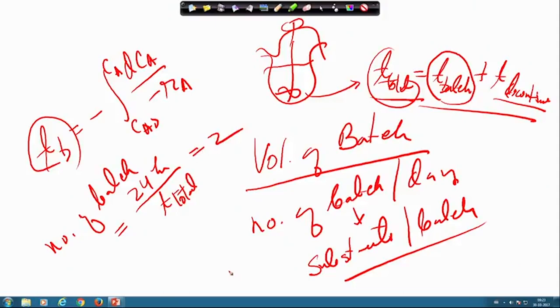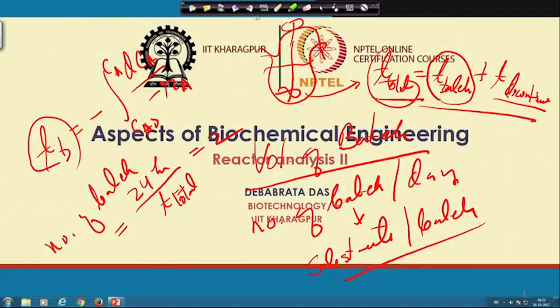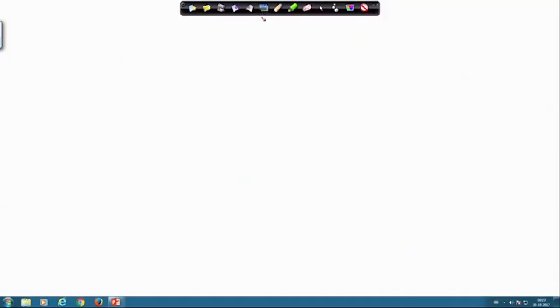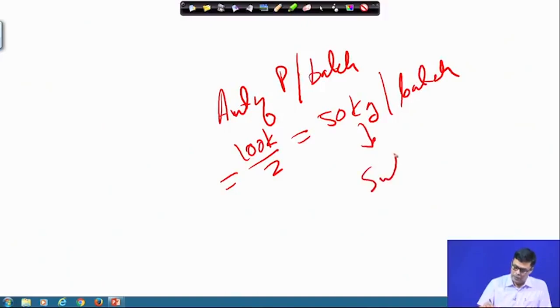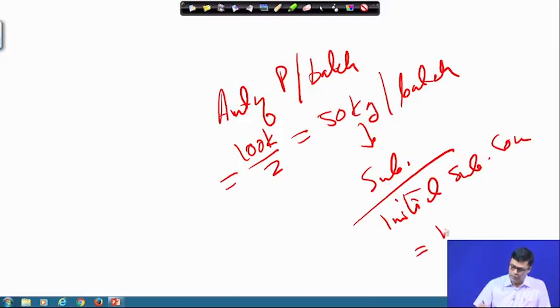Suppose this is 2 and in the basis we have taken 100 kg of product per day. From that you can find out how much substrate is required per day, and since we have two batches, the amount of product per batch will be what? Per batch equal to 50 kg. Am I right? 100 kg divided by 2, number of batches is 2. So, from that you can find out how much substrate is required, and if you know the substrate required, then you divide by initial substrate concentration, you will get the volume. So, this is how you can find out the volume of the batch process.